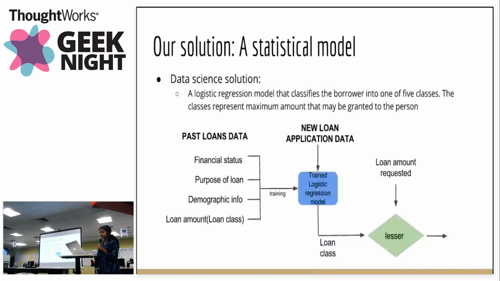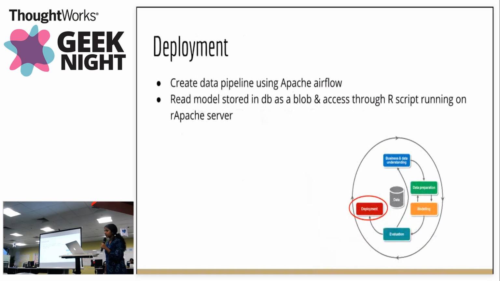And so that was the model we had. And now to the deployment part. As I explained earlier, there are 2 steps in the deployment part. One is to make this cycle continuous, and the other is to actually make the result available. For the first one, we used Apache Airflow, and for the second part, we stored the model as a blob in the database, and the code to actually use the model to do the prediction was also written in R, and it was running on an RApache server.